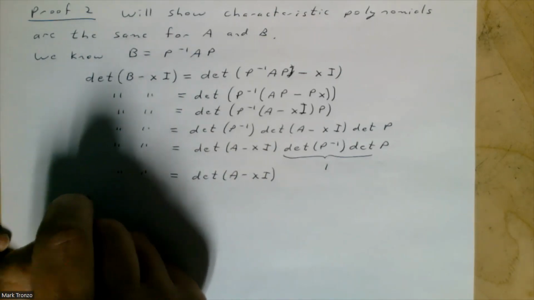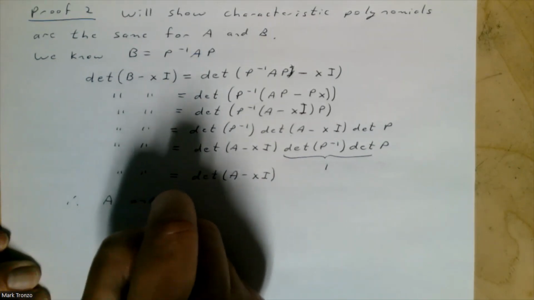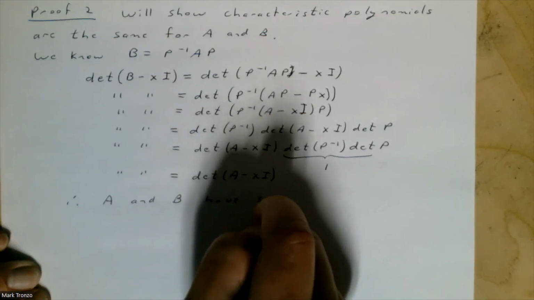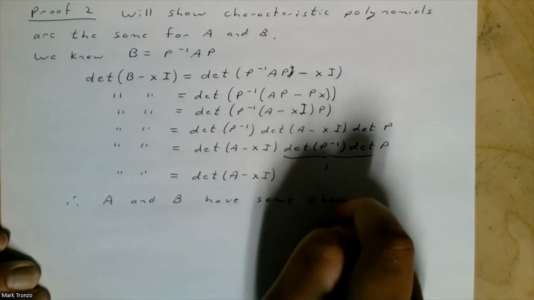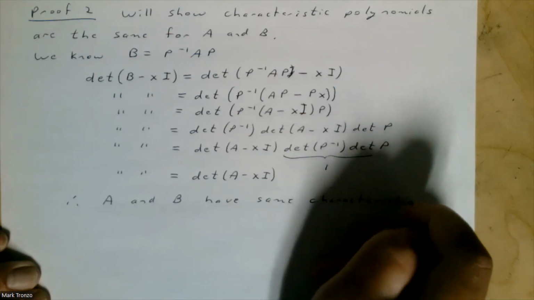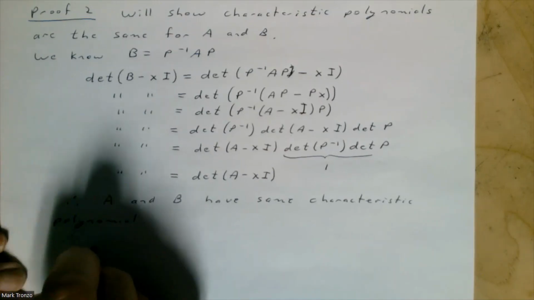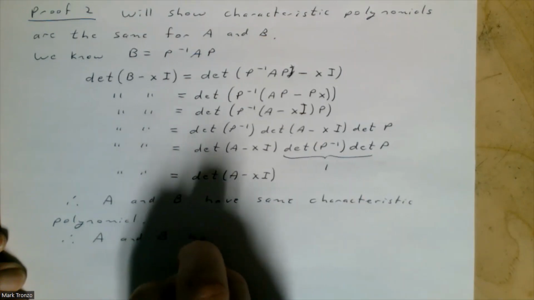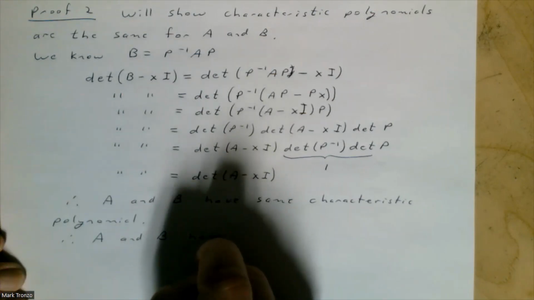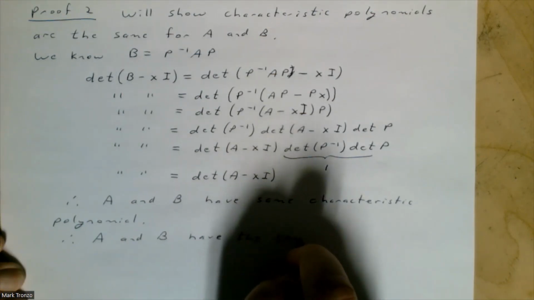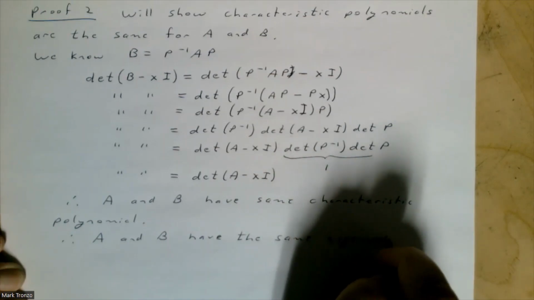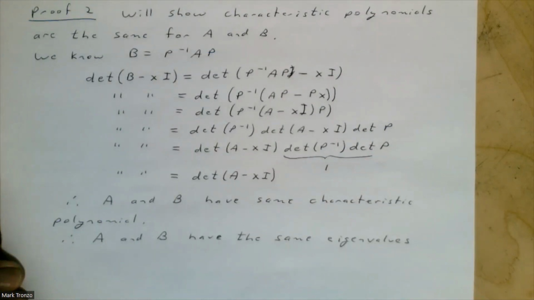Therefore, A and B have the same characteristic polynomial. Therefore, A and B have the same eigenvalues. So that gives you two different ways of proving that similar matrices have the same eigenvalues.